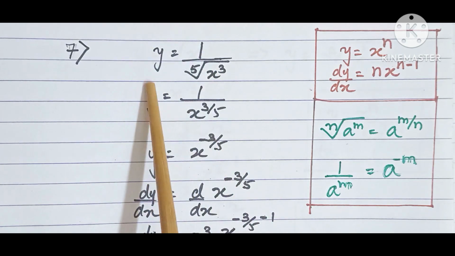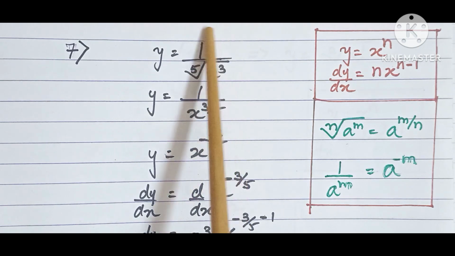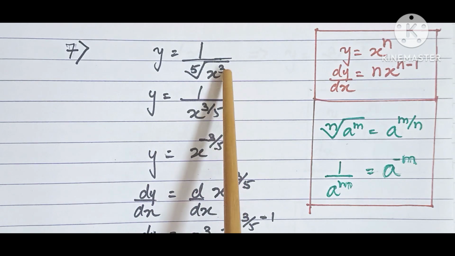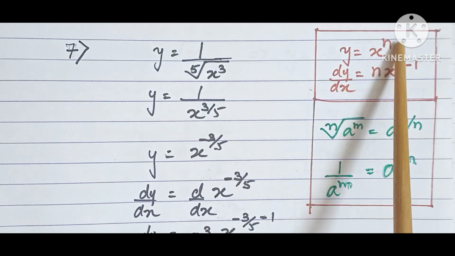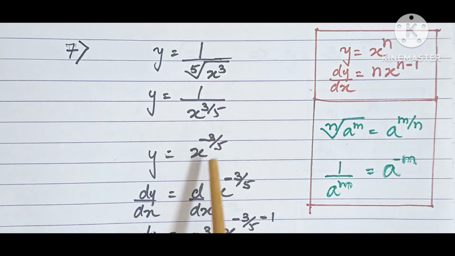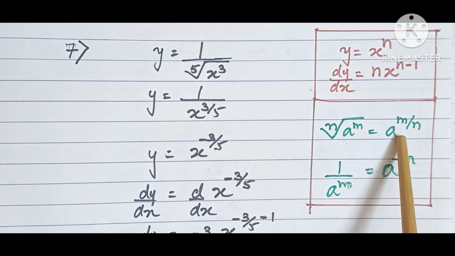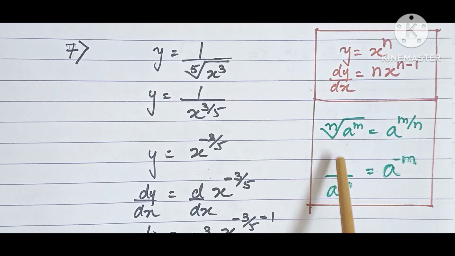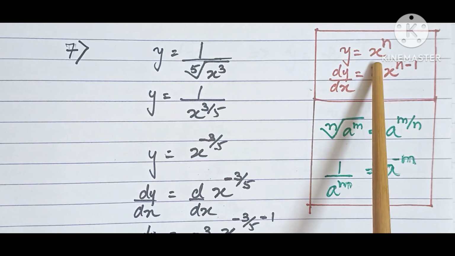So, let's take up another problem. y is equal to 1 upon 5th root of x cube. That is, we have to find the derivative of 1 upon 5th root of x cube. Now, if you see, this particular problem is not of the type y is equal to x raised to n. So, we'll have to make use of two properties. Firstly, we'll have to get this in the exponent form, and then using the law of indices, we'll have to get this in the form x raised to n.